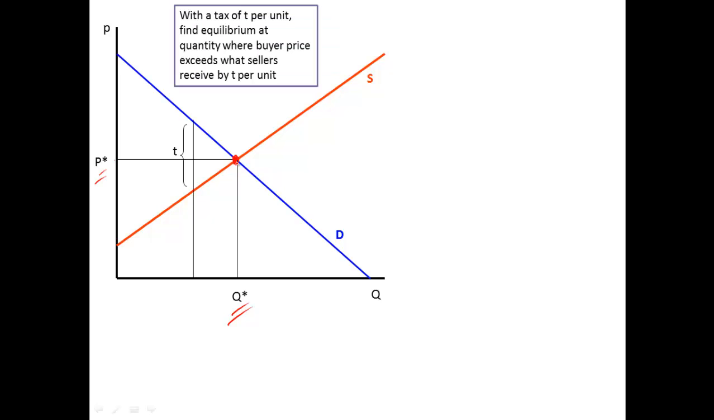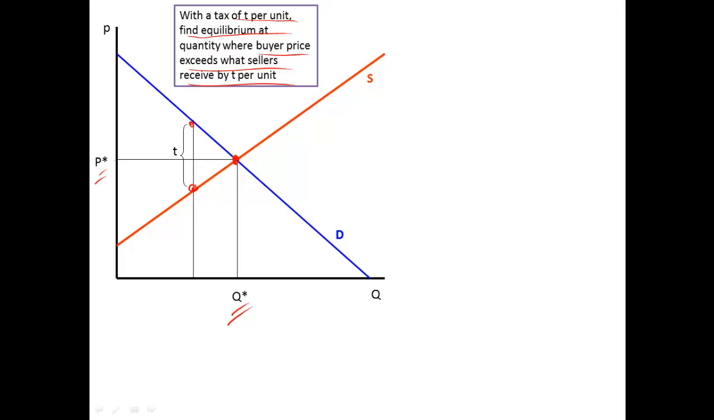Well, now let's think about a tax of T per unit. So little t is going to be the tax per unit. So how do we find equilibrium? Now, what a tax really means is that whatever the buyer pays, we've got to subtract T from it to get what the seller receives. So with the tax in place, we can find the equilibrium at the quantity where the buyer price exceeds what the sellers receive by T per unit. So we're looking for a place where the vertical distance between the blue demand curve and the red supply curve is this amount T. And sure enough, here it is.